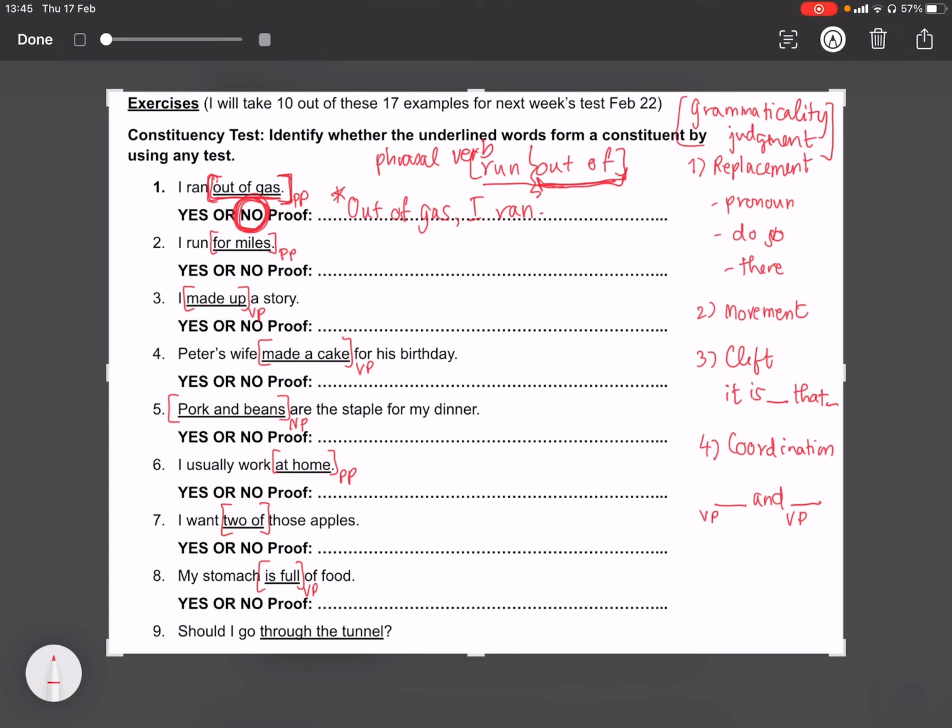Okay? So you have to do two things. First, you pick yes or no, and then you show me with the test. Okay? One of these four tests. I run for miles. Can you put it in front? For miles, I run. Now it works, okay? And for something that works, you just leave it there, but for something that doesn't work, you put a star in front. A star means nobody says it; it's unacceptable, ungrammatical.